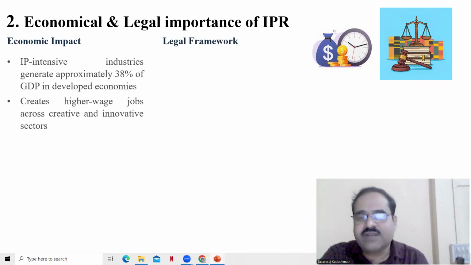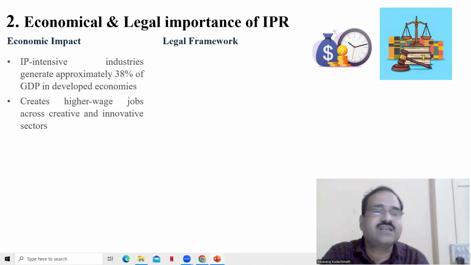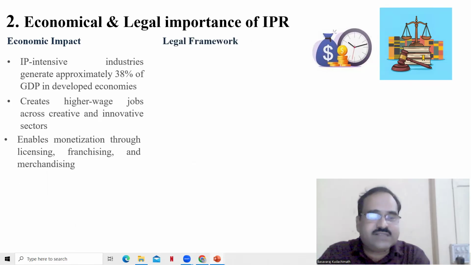The Infosys products are all patented. Nobody can copy them. The persons who are working in Infosys are enjoying the fruits of that because Infosys has a good trade name. No third party can just copy and duplicate the Infosys products and diminish the Infosys market in the country. It's not possible. Then the next one is that it enables monetization through licensing, franchising, and merchandising for the companies or innovators.